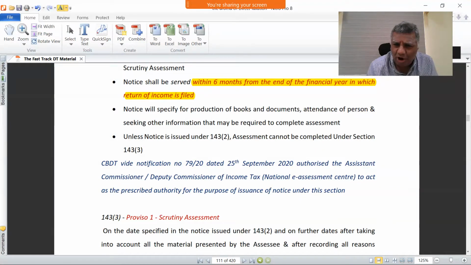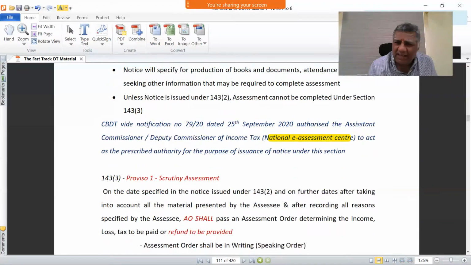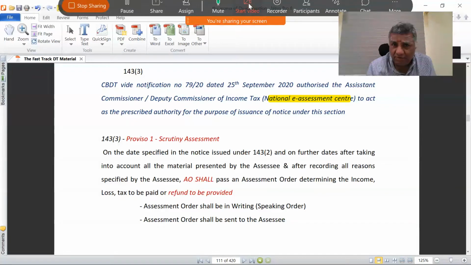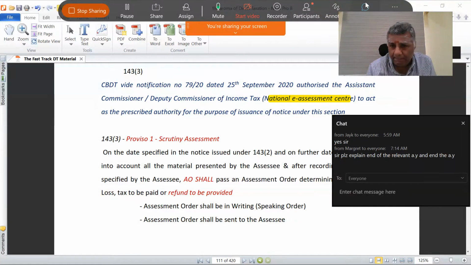I told you all these things have gone to the National E-Assessment Center. No more assessing officer is going to issue, only the National E-Assessment Center. We will discuss this specifically.